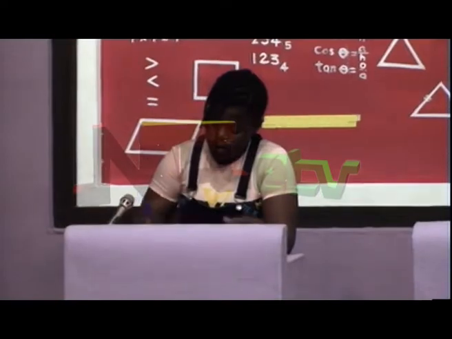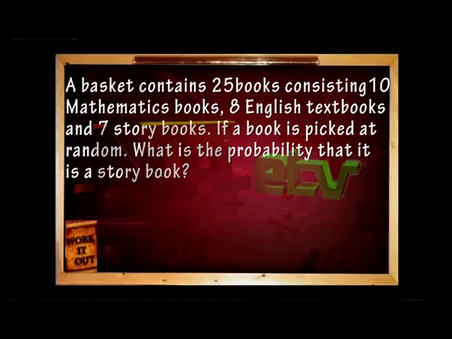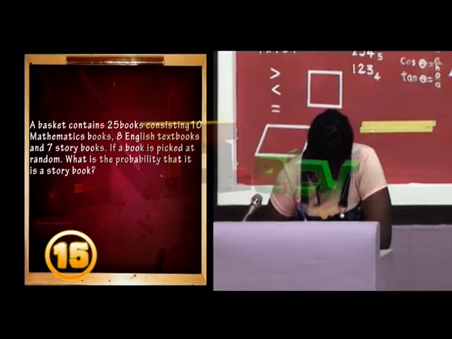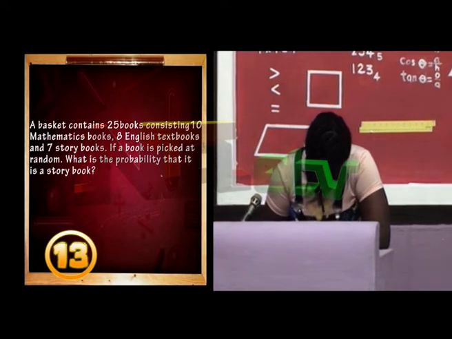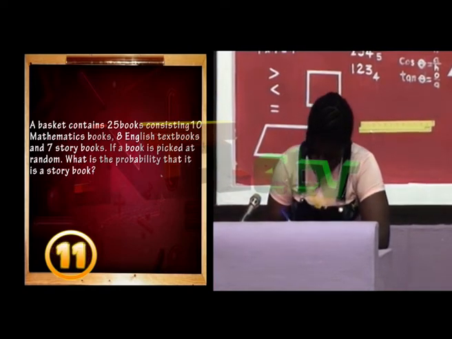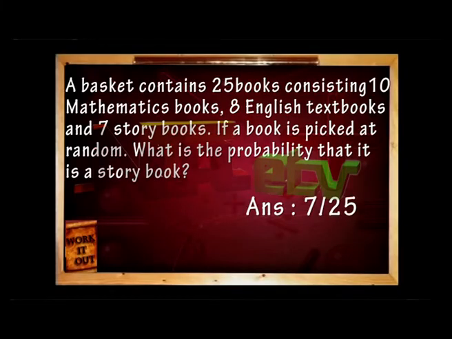Contestant B. Number 6. A basket contains 25 books, consisting of 10 mathematics books, 8 English textbooks, and 7 storybooks. If a book is picked at random, what is the probability that it is a storybook? Seven over 25. That's correct.